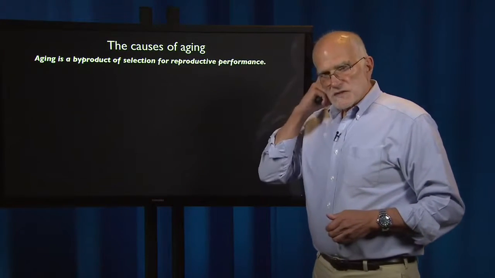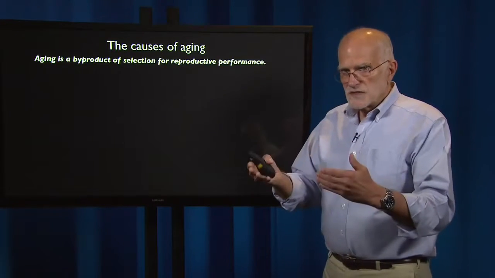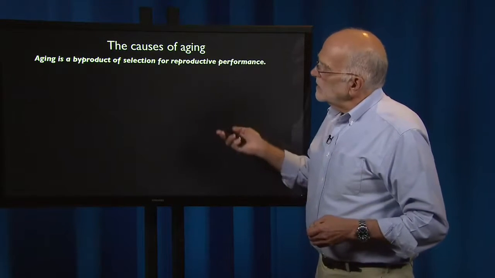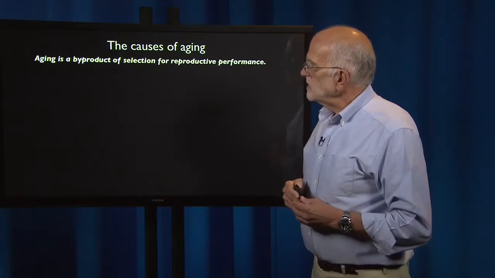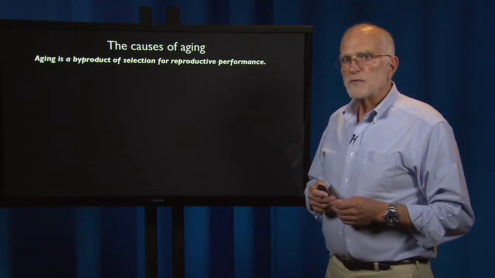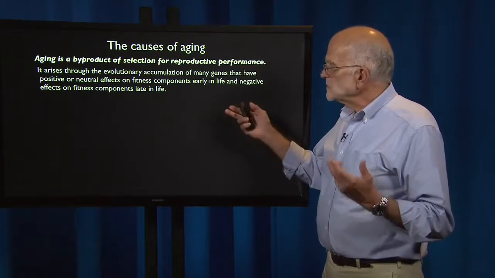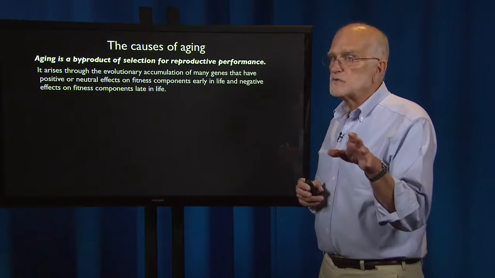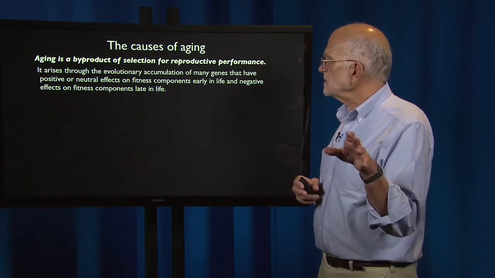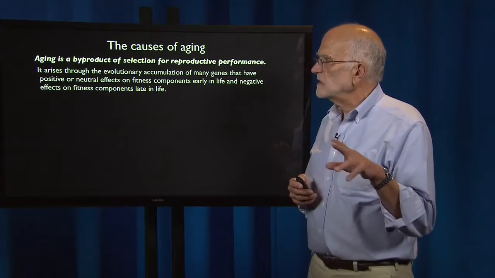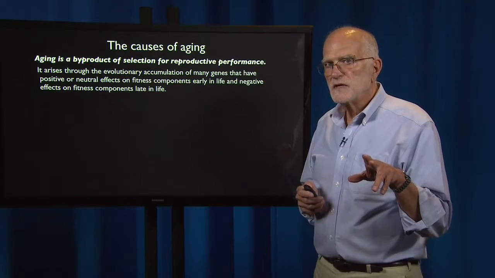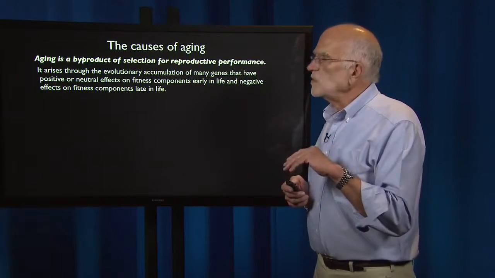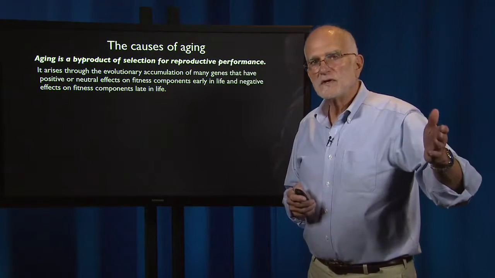Now, what are the causes of aging? We'll go through this at several levels. At one level, aging is a byproduct of selection for reproductive performance. It arises through the evolutionary accumulation of many genes that have positive or neutral effects on fitness components early in life and negative effects on fitness components late in life. So the old are paying for the beauty of the young.